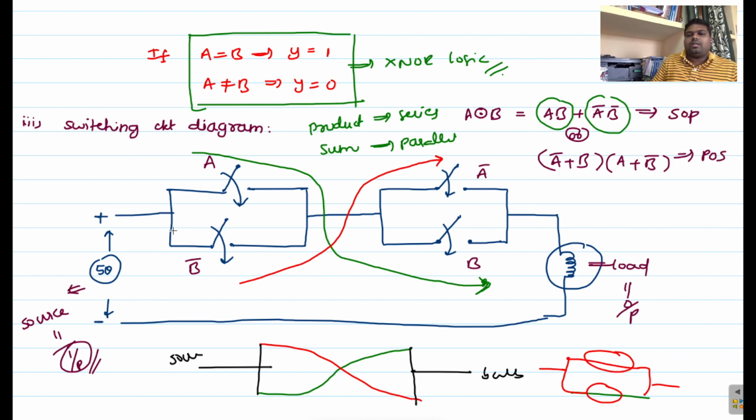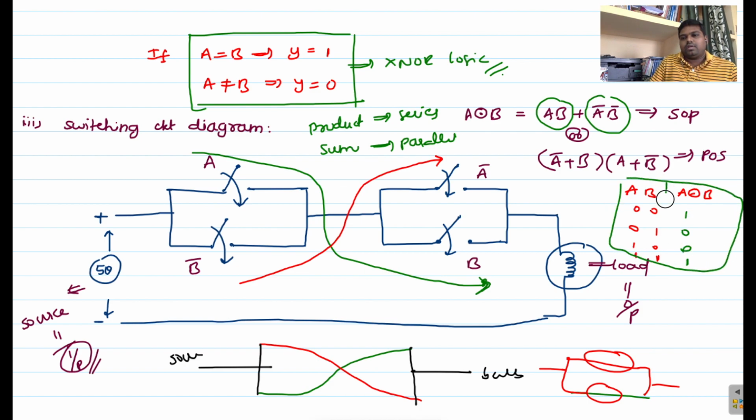So you can compare with our truth table: A, B and A XNOR B. So 0 0, 0 1, 1 0, 1 1. So here the outputs are 1 0 0 1. Now you can compare with this particular table, whether it satisfies or not. You can do that analysis. Okay, this is about the switching circuit diagram of the XNOR gate.